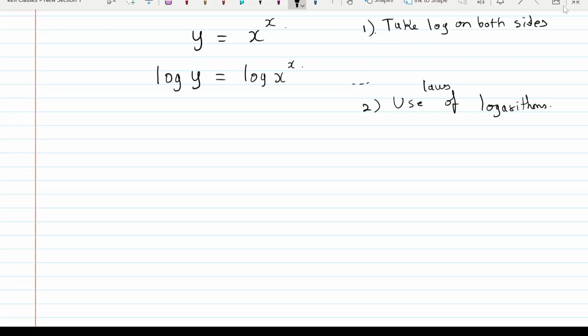Let's cover these laws also, before I go with the problem. कितने laws है? 3-4 laws है. One is log a raised to m is equal to m log a. लिख लो जो लोग first time है, make sure you're writing this.